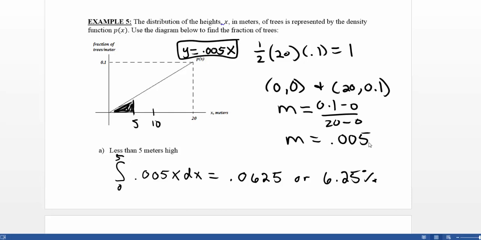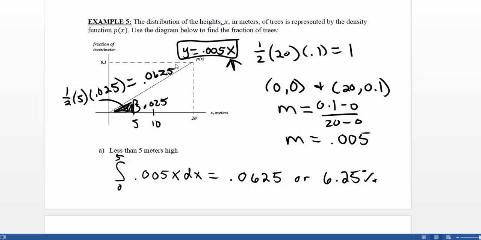If we had wanted to do this geometrically, what we could have done, again, is 1/2 base times height, and we have 1/2, my base is 5, and now my height here, I could get by plugging 5 into my function to get the corresponding y value. If I plug in a 5 there, I'm going to get 0.025 as my height. So 1/2 base times height will give me the same 0.0625. I find it easier to use the integral, but you can certainly use geometry, but either way you have to find the equation of the line.